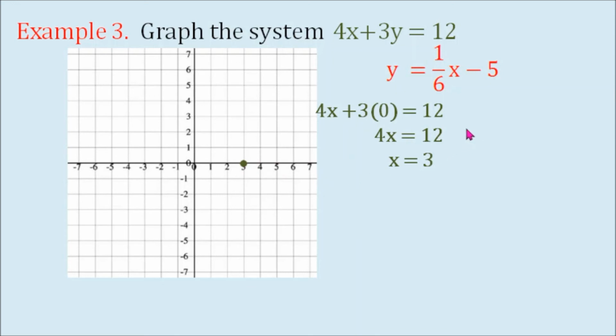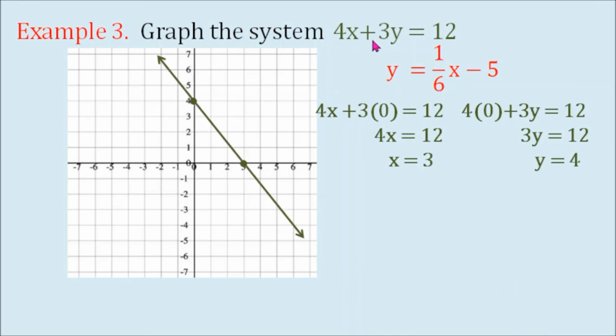Now we are going to solve for the y-intercept. The y-intercept is the value of y when x is 0. So we are going to substitute this x here with 0. So we have 4 times 0 plus 3y equals 12. So 4 times 0 is 0, so we have 3y equals 12. Dividing both sides by 3, y equals 4. And y equals 4 is here. Connecting the 2 points with a straight line, we have the graph of 4x plus 3y equals 12.